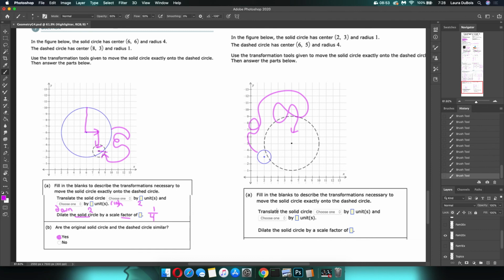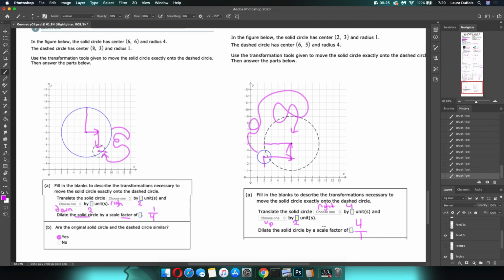Over here, fill in the blanks. So translate the circle. We are going to be going right by 4 units, and then we're going to be going up by 2 units. Dilate the solid circle by a scale factor of. So this is the solid circle. Okay, so this one we're going bigger. So it's going to be a factor of 1. And then what's the radius here? 1, 2, 3, 4. It's a factor of 4.